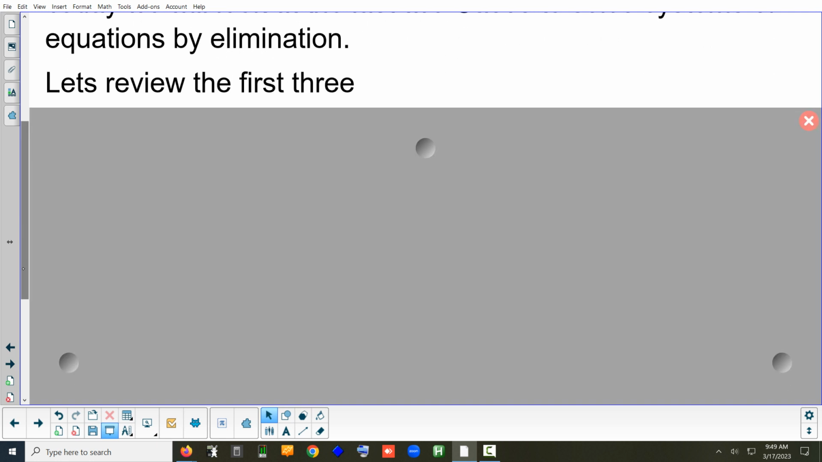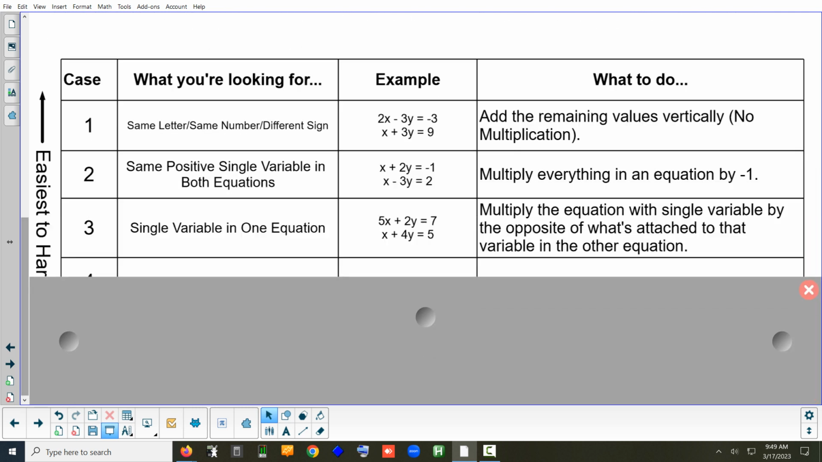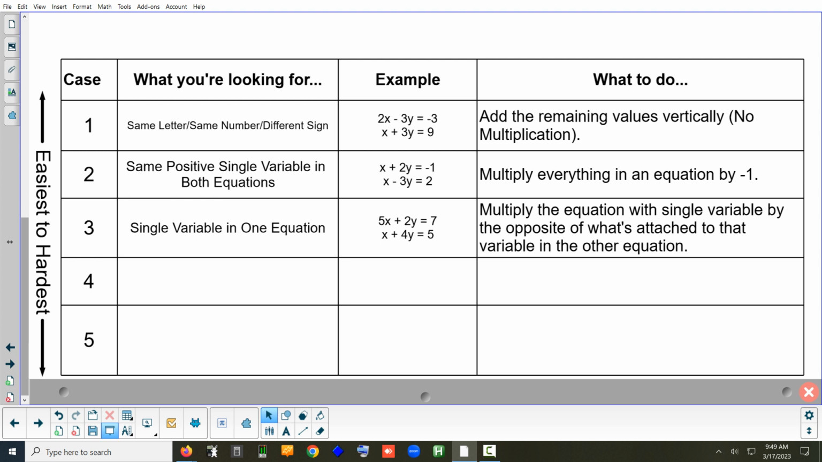Okay. I'm not going to really go through all 3. I just kind of did that with you, reviewing each one. So you guys already have the first 3 written down in your notes. I've been going through them basically from easiest to hardest. So case 1 is the easiest. And then we've gotten up to case 3. And then the last 2, they're not really hard, but they're the ones you've got to think about the most. Okay? You've got to kind of figure something out.